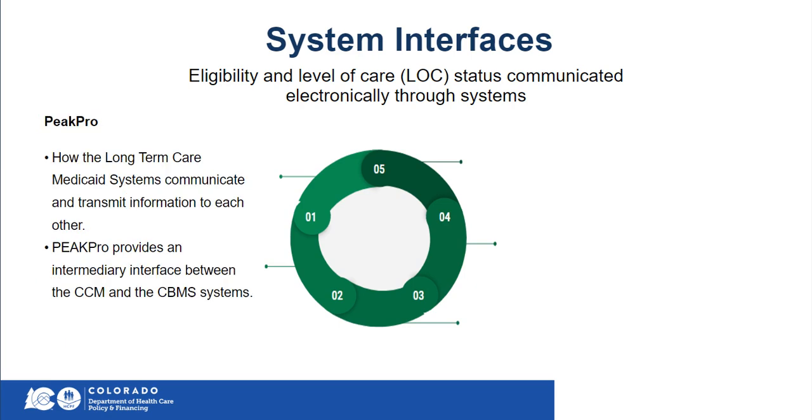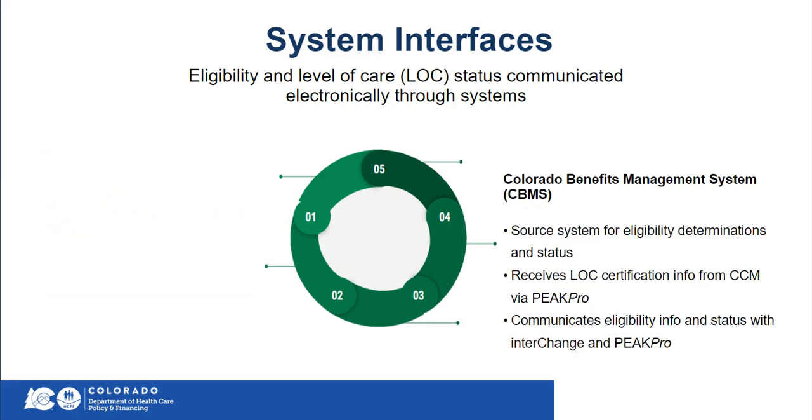The long-term care Medicaid systems rely on PEAKPro to facilitate communication and information transmission between the CCM and CBMS systems. PEAKPro acts as an intermediary interface, ensuring seamless integration between the two systems. The Colorado Benefits Management System is the source system for eligibility determinations and status. It receives LOC certification information from CCM via PEAKPro and communicates eligibility information and status with Interchange and PEAKPro. This ensures that all systems are working together seamlessly to provide the best possible care for Medicaid recipients.